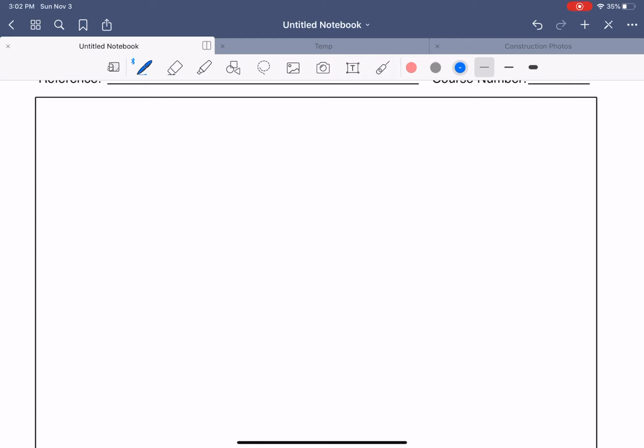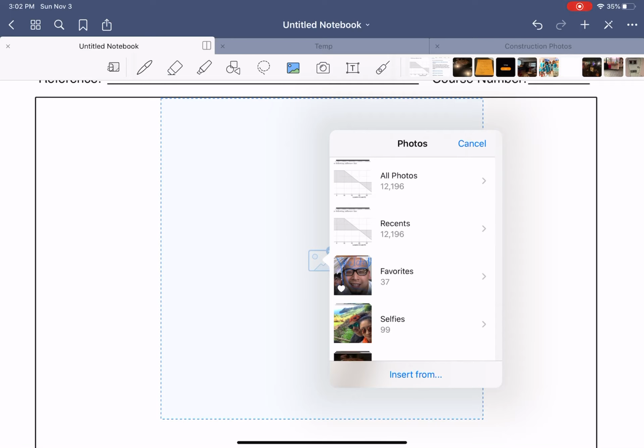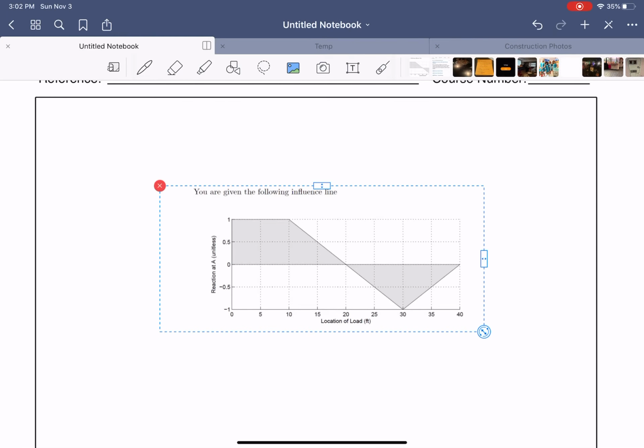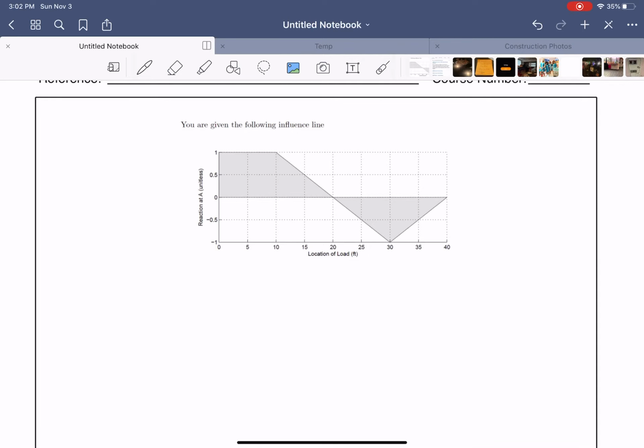Two parts, as discussed. Okay, so this problem was taken from another professor in terms of this graph. It's an influence line. So we're going to talk about influence lines and what that means. An influence line is pretty much what is the reaction at a certain point based on a load being applied.